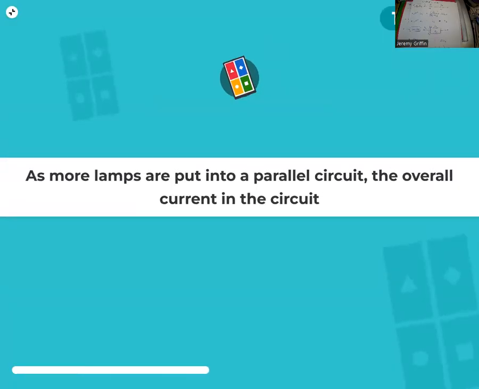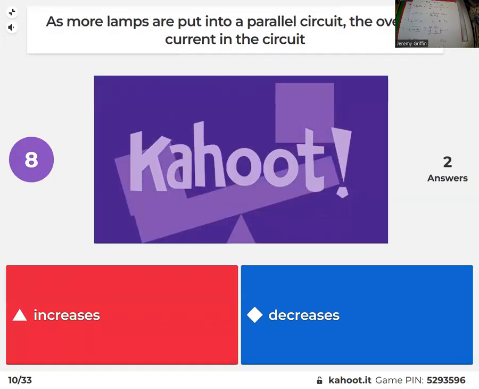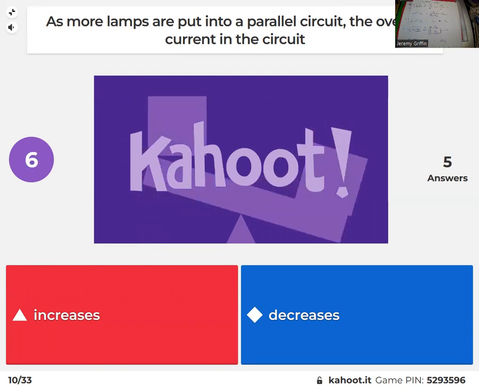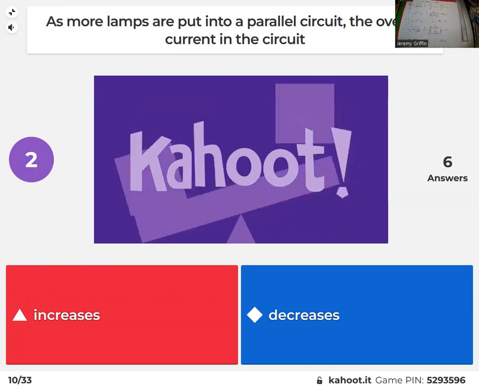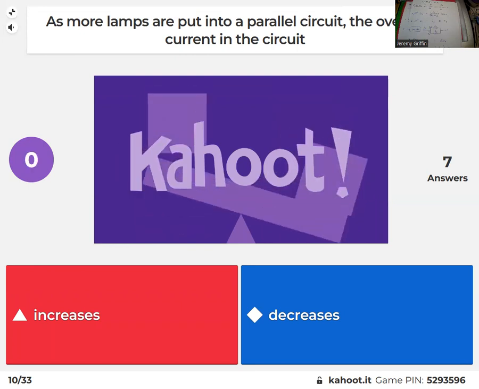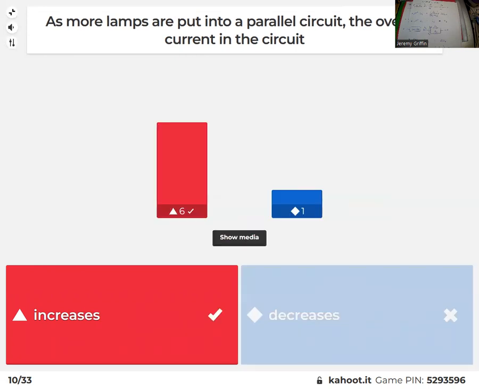When more lamps or resistors are put in parallel, what happens to the overall current in parallel? Does increase. Yeah, you guys remember every time you added on another bulb in parallel, they just maintained their brightness, right? Okay, so then the voltage source must have been just pumping out more and more current every time you tagged on another bulb in parallel, right?